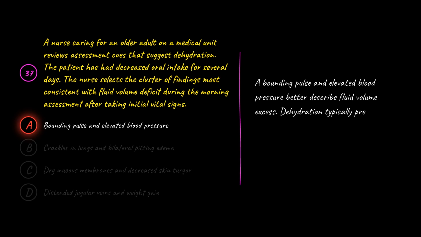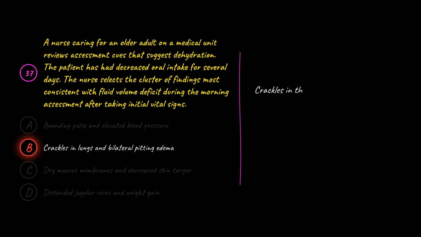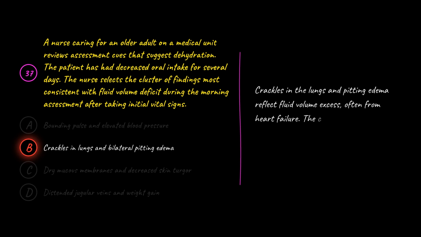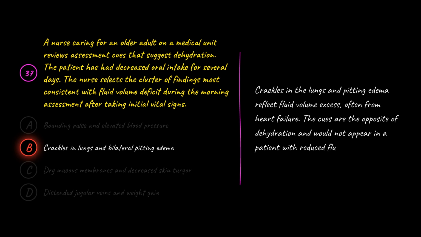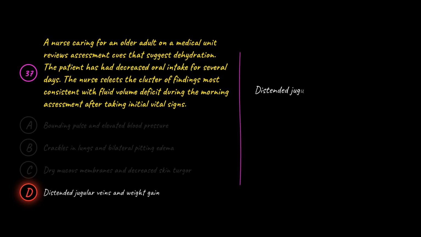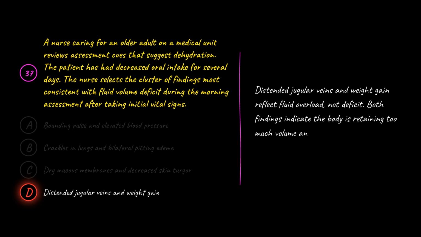Dehydration typically presents with weak rapid pulse and lower blood pressure as circulating volume drops below the level needed for stable perfusion. B is wrong because crackles in the lungs and pitting edema reflect fluid volume excess, often from heart failure. The cues are the opposite of dehydration and would not appear in a patient with reduced fluid intake. D is wrong because distended jugular veins and weight gain reflect fluid overload, not deficit. Both findings indicate the body is retaining too much volume and would not appear in a patient losing or restricting fluids. Fluid volume deficit occurs when water and electrolyte losses exceed intake.